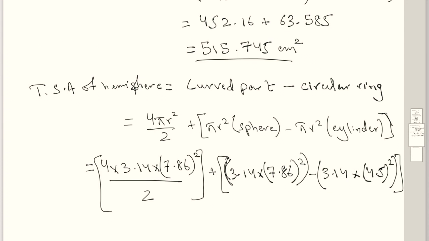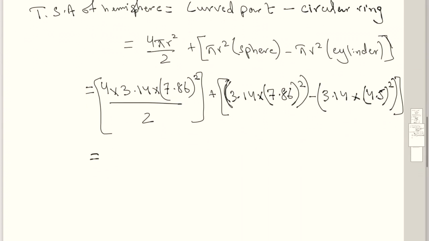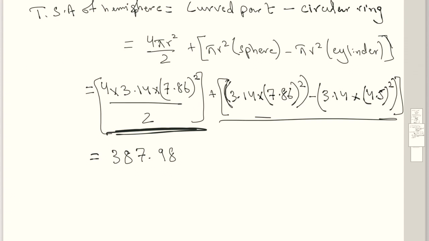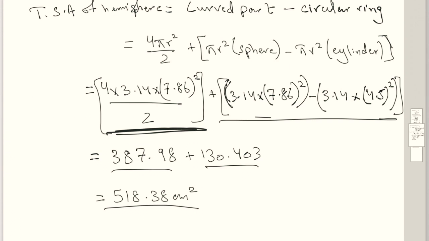Okay, when you do this, for the first part, you get 387.98, and for this whole part, since I've already calculated this, you get 130.403. Now you add both these values up, what you end up with is 518.38 centimeters squared. This is the total surface area of whatever parts of the hemisphere are exposed.